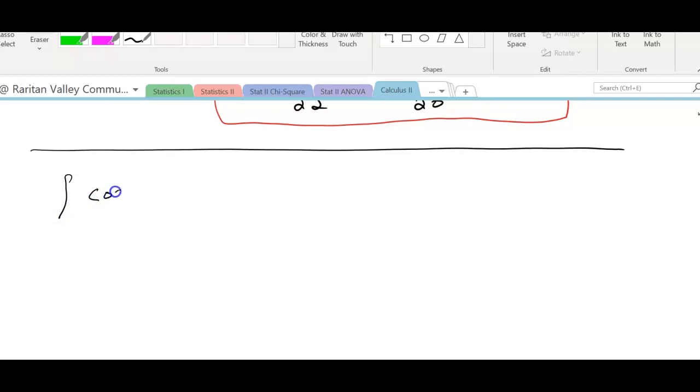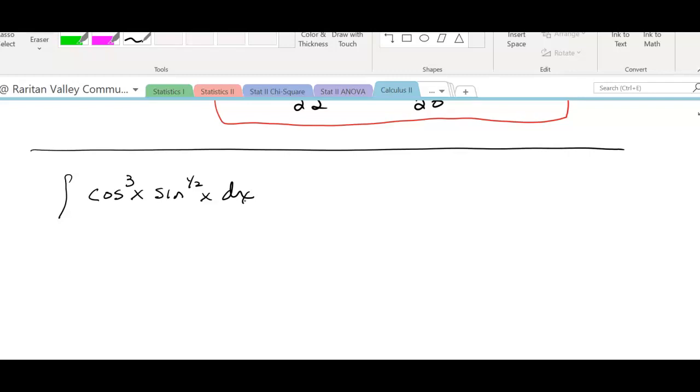Cosine cubed x, radical sine x. So radical sine x is actually sine to the 1/2 x. I like to take my radicals and automatically put them as exponents. Okay. Well, you kind of like the last problem.